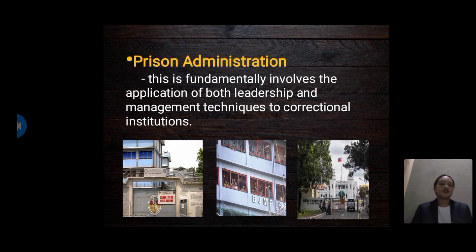So, prison administration. We know that this fundamentally involves the application of both leadership and management techniques to correctional institutions. Every prison administration has a leader who is knowledgeable on how to lead in that kind of institution, or the correctional institution.